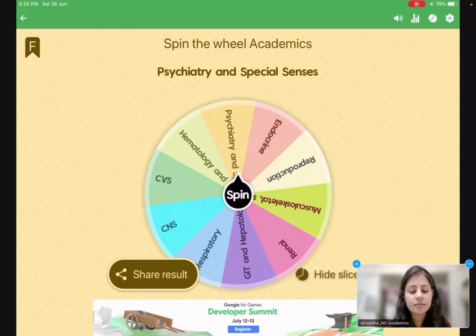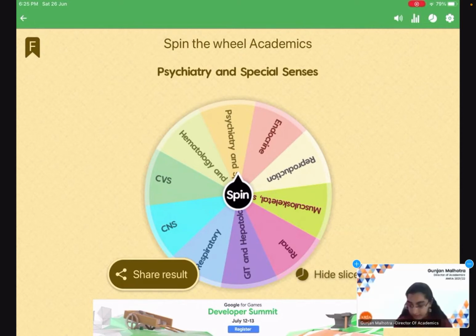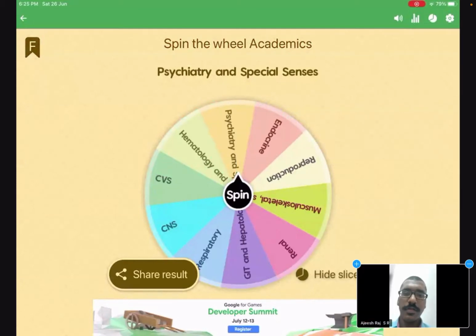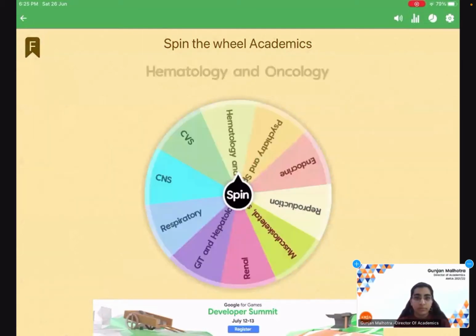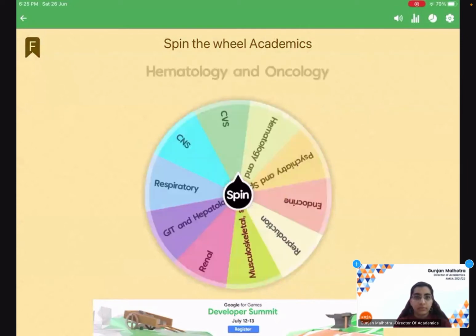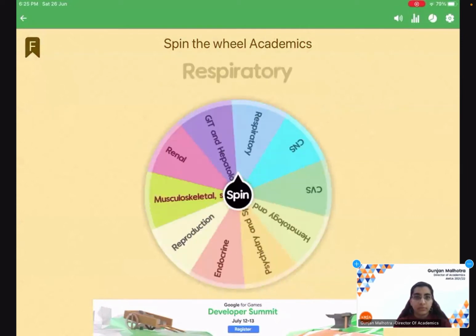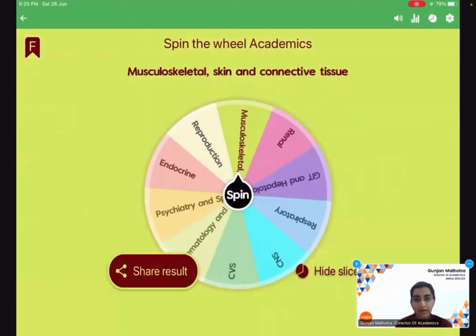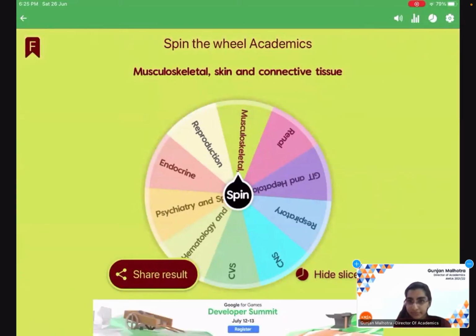Next we have Ajish. Okay, Ajish, can we have you on screen, please? Yes. Okay, here you go. Skin and connective tissue.